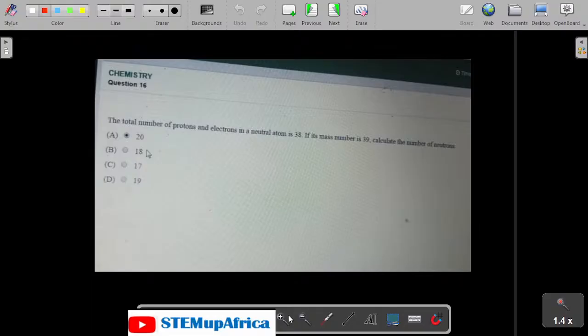Now, it says the sum of protons and electrons in a neutral atom. In a neutral atom, the proton is equal to the electron. So if the two are the same, that means each of them will be 19. The proton is 19, the electron is 19. 19 plus 19 will give us 38.